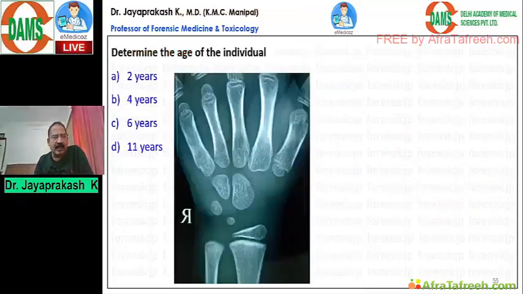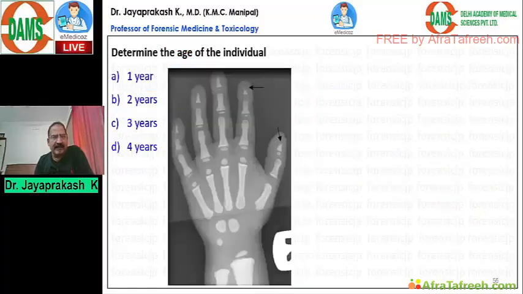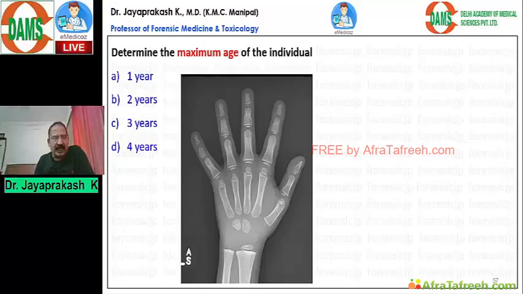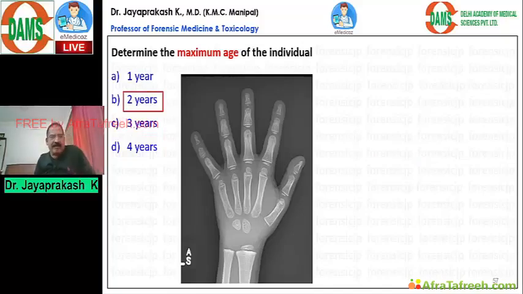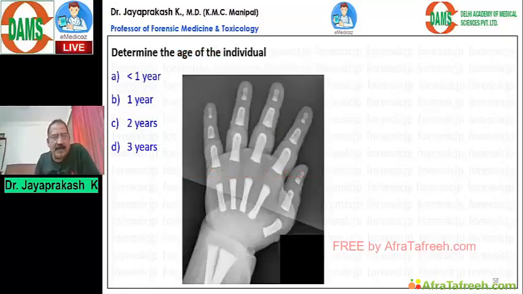4 carpal bones are there, so you can say 4 years. Okay. Now, what is the age of the individual? Triquetrum appeared, so 3 years. What is the maximum age of the individual? Only 2, capitate and hamate. Both appear before 1 year, but by 2 years there is none. So what is the maximum age? It cannot be 3 years because triquetrum has not appeared. The child may be 1 year, but maximum 2 years, not 3 years. Okay. Determine the age, absolutely no bones. The answer should be less than 1 year.